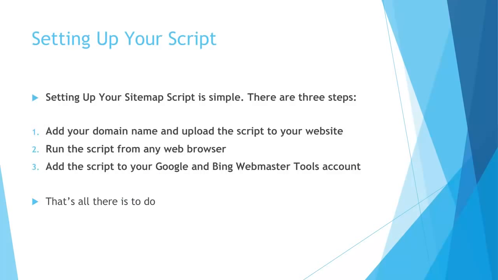Now, setting up our sitemap script is very, very simple. There's basically just 3 steps involved in setting up the script. And the first is to simply add your domain name to it and upload the script to your website just like you would any other file. The second thing you need to do is actually run the script and activate it. And you can do that from any browser at all. And then finally, once you've done that, you'll add your sitemap to Google and Bing Webmaster Tools, and you're done.